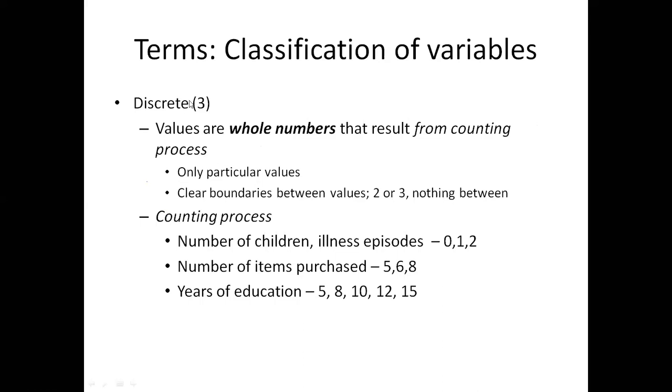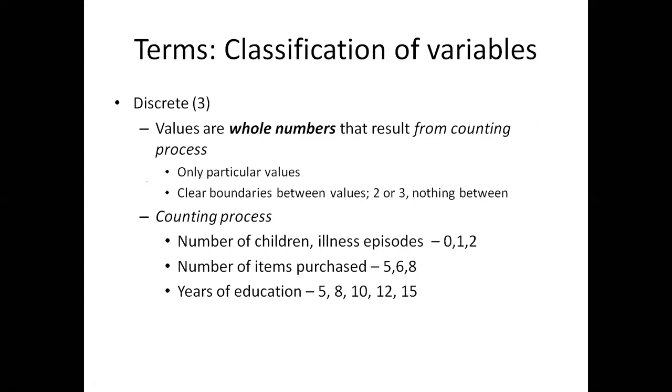So the third type of variable is called discrete. Here, if you notice, the values are actually whole numbers, right? They are not categories, or they are not names or labels. These variables take whole numbers as their values. And most of the time, these numbers result from a counting process, right?